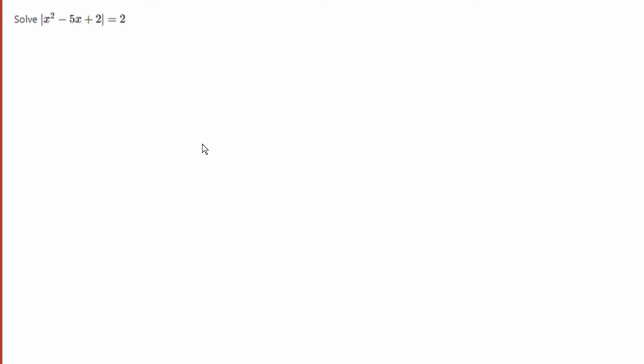Solve the absolute value of x squared minus 5x plus 2 equals 2. So there are two possibilities here. Either this expression is positive, so it's going to be x squared minus 5x plus 2 equals 2, or it's negative, so it's negative (x squared minus 5x plus 2) equals 2.